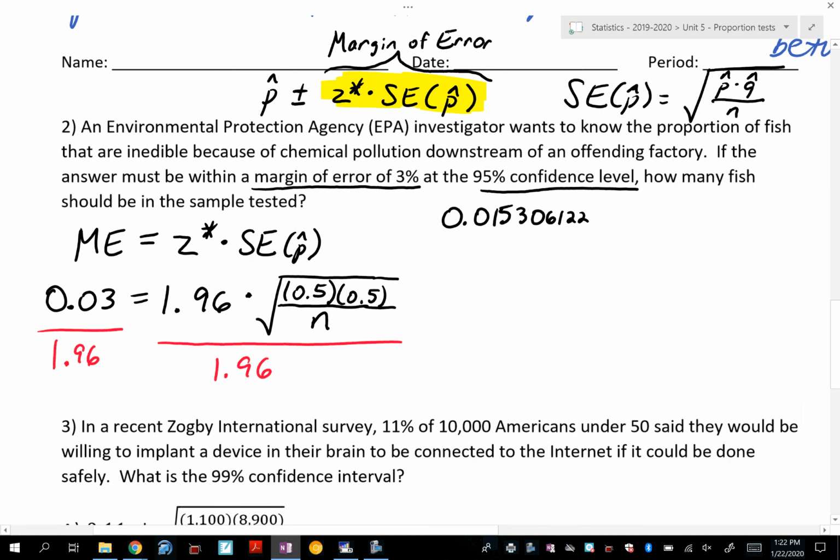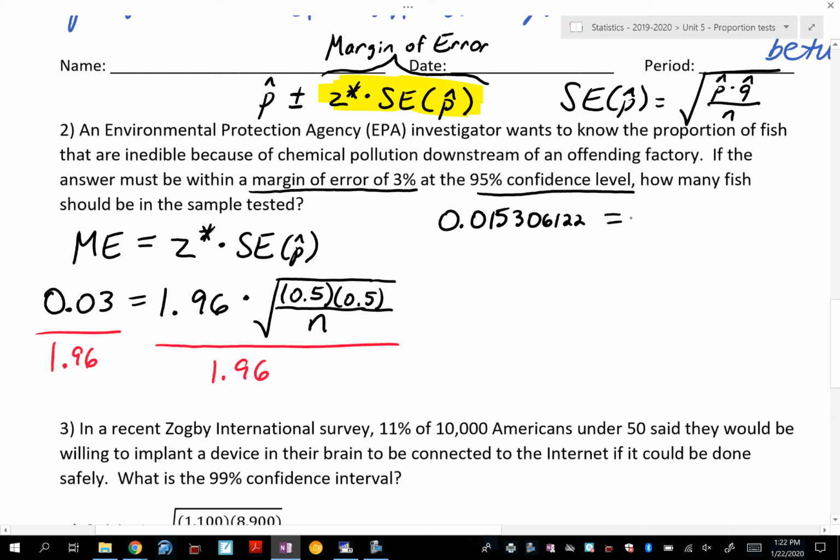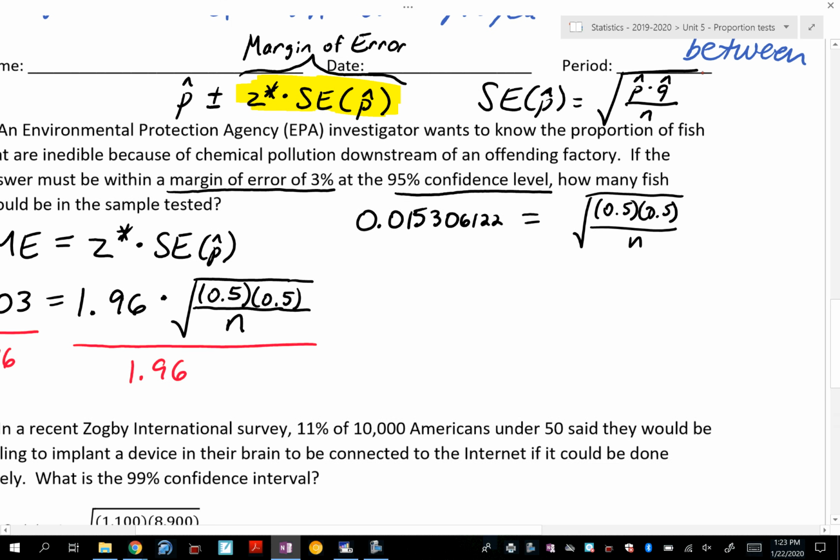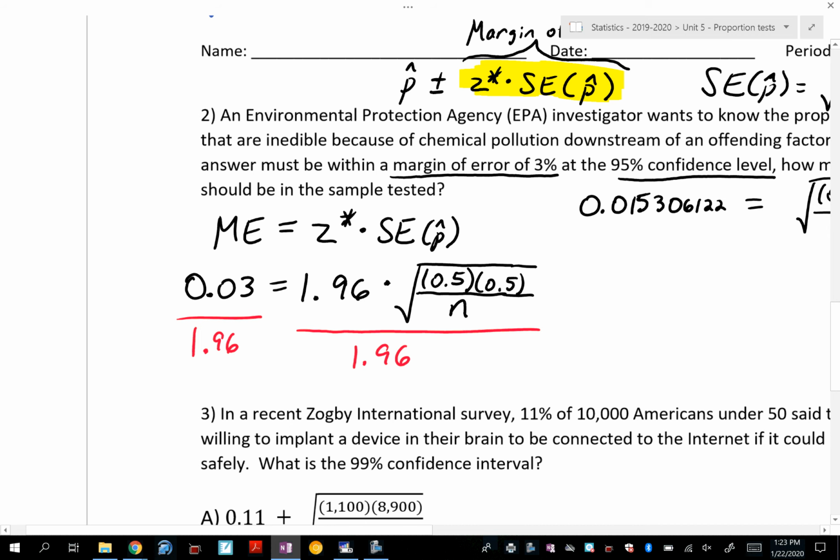0.015306122 equals the square root of 0.5 times 0.5 over n. Now again, I'm writing a lot of numbers here, but I'm honest with you, it's a waste of my time. I can do algebra, but I'm just showing you all the work, how to do the algebra. But I don't expect to see this work on the quiz. If you know how to push all the buttons, please don't show me the work. I want to see this, before I did the red, and then write the answer. Do all the work in your calculator.